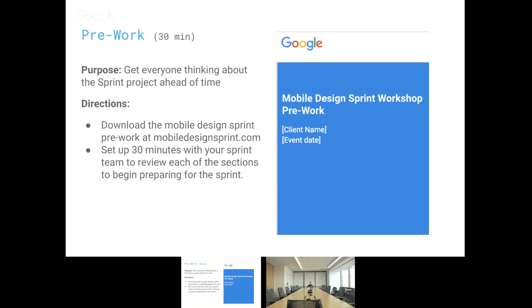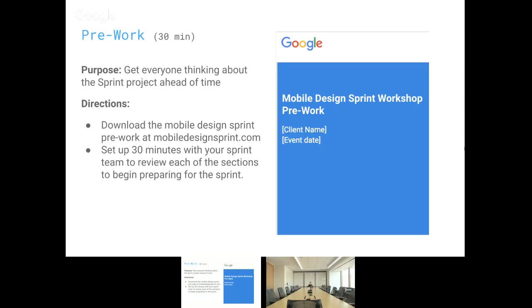Before we get started with any Mobile Design Sprint workshops, we like to start with pre-work. As you may remember from the introduction, a Google Ventures Design Sprint is 5 days. So by condensing this down into 1 day, it's great to get some of the decisions made ahead of time. The purpose of the pre-work is to get everyone thinking about your sprint project and aligned on the project that you'll be working on. In order to do this, you're welcome to use our pre-work, which you can find at mobiledesignsprint.com and download to use for your own team.